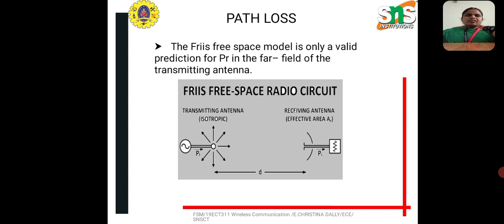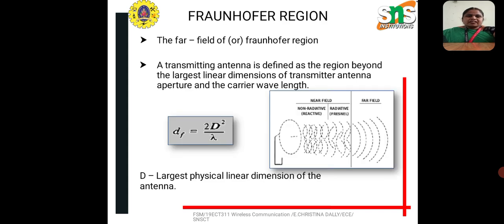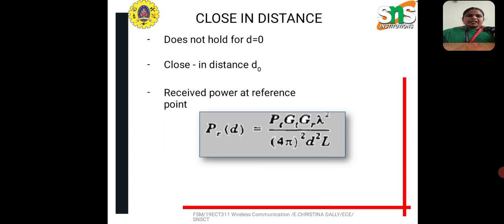In the case of the far field of the transmitting antenna, we have the isotropic radiator, and we are going to measure the effective area from the transmitter to the receiving antenna. The next one is the region. The Fraunhofer region, also termed the far field of the transmitting antenna, is defined as the region beyond the far field distance, which depends on the largest linear dimension D of the antenna aperture and the carrier wavelength. The distance is 2D squared divided by lambda.